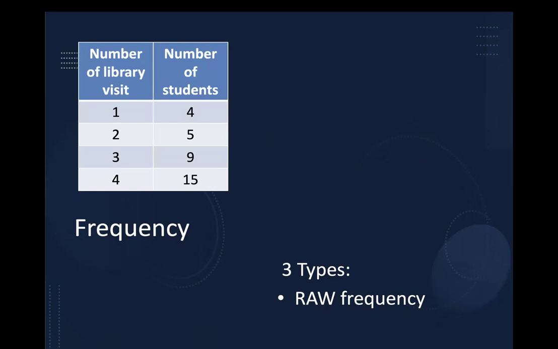As you can see, the first thing you have to know is frequency. Frequency is based on the definition, how many times something is occurring. There's different kinds of frequency. There's 3 types. It does not matter. You just have to recognize it.